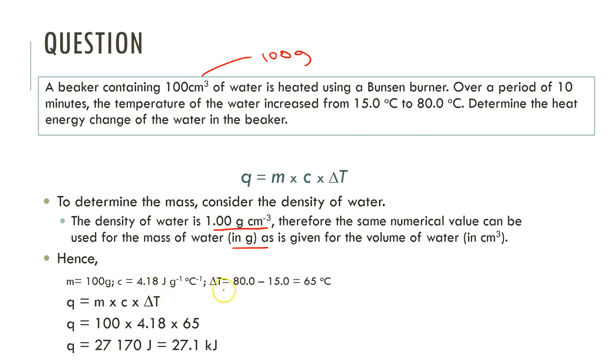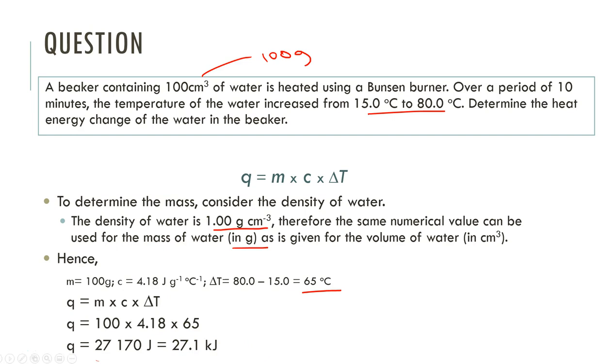The change in temperature is from 15 to 80. So we're going to have 80 minus 15. The total change in temperature is going to be 65 degrees. Substitute those into our equation, and we're going to get 100 multiplied by 4.18 multiplied by 65, which is 27,170 joules, or 27.1 kilojoules in 3 significant figures.